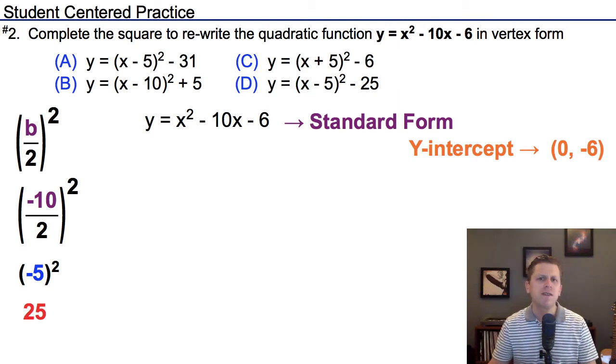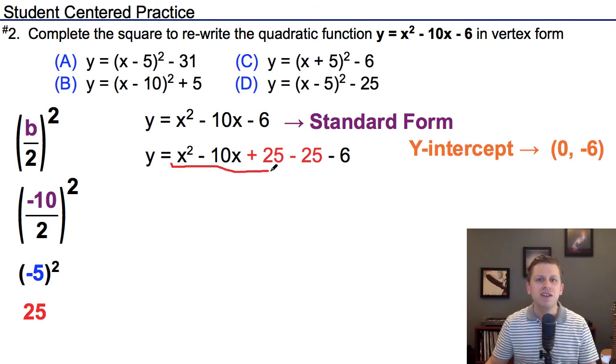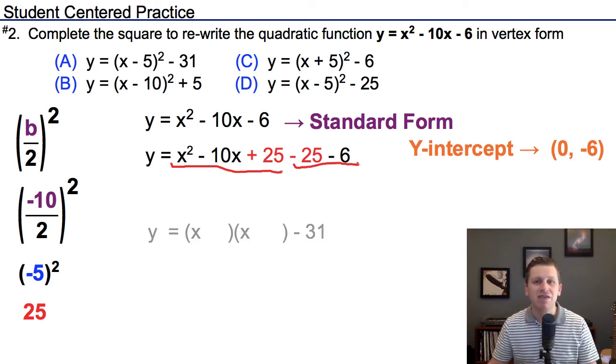In order to create a perfect square trinomial, we want to add and subtract 25 from this function, like so. The first three terms here are a perfect square trinomial, and the last two terms we can just combine as a constant. Well, -25 minus 6 is -31.